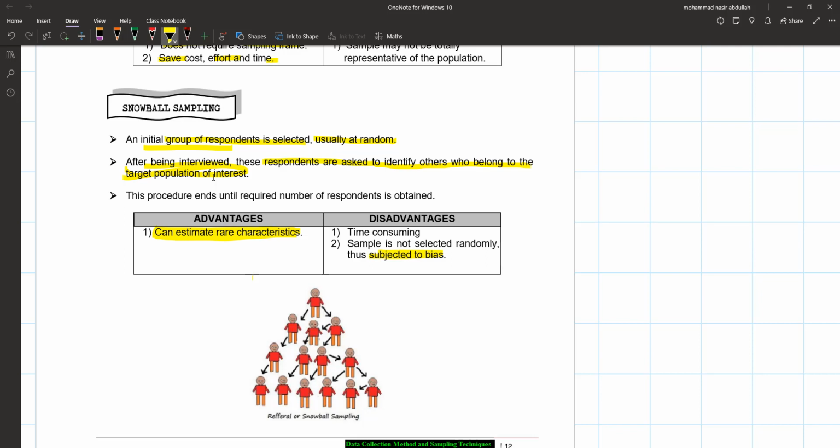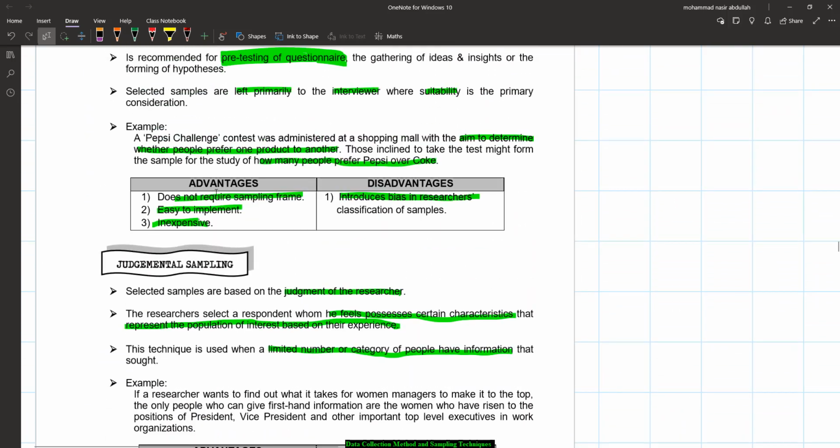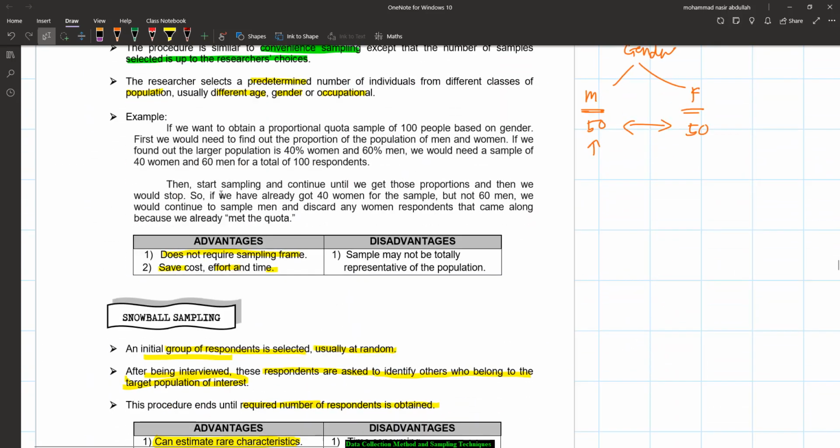So this is one of the illustrations for the snowball or referral sampling technique, right? So the procedure ends when the required number of respondents is obtained. So you can combine convenience, quota, and snowball together into one sampling technique. Boleh eh? So this is very simple because non-probability sampling techniques require no randomization, right?